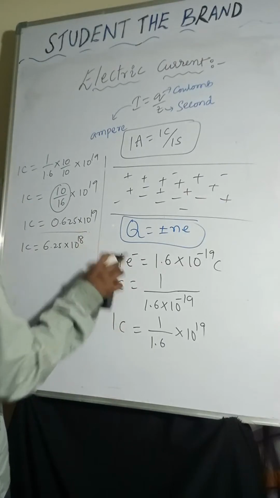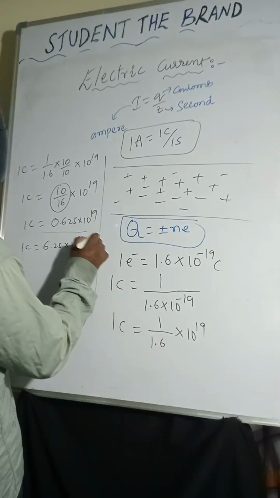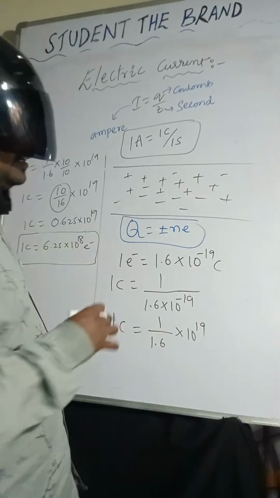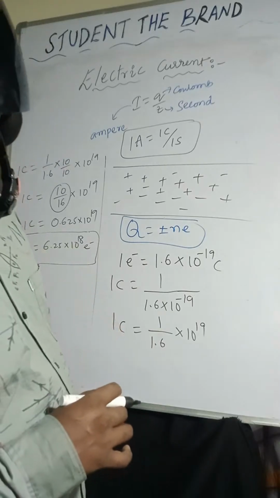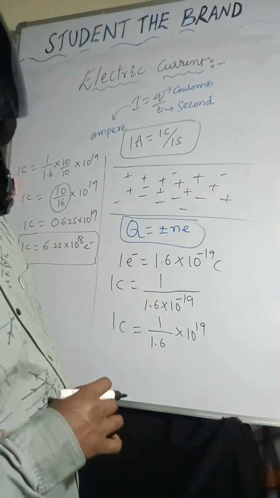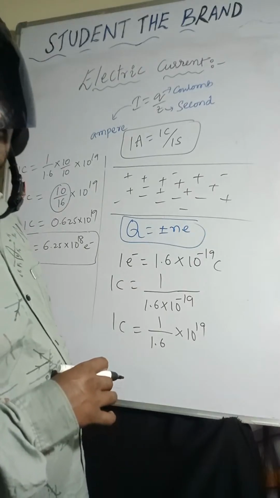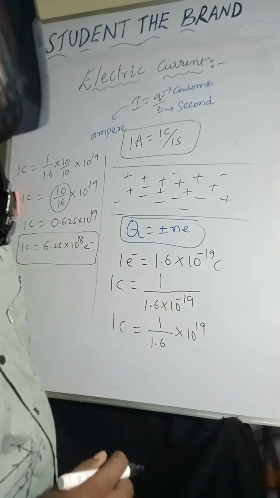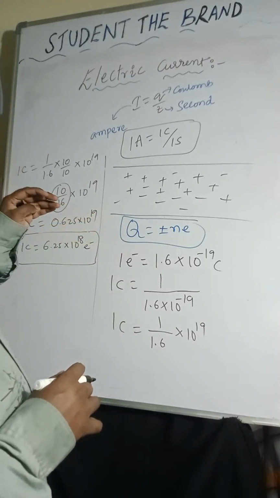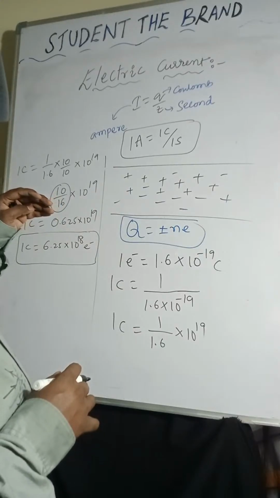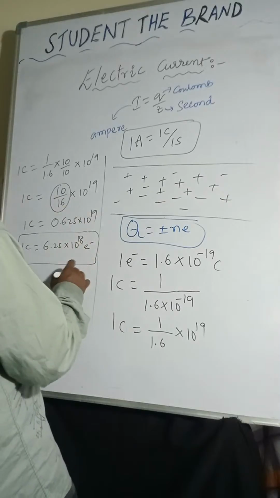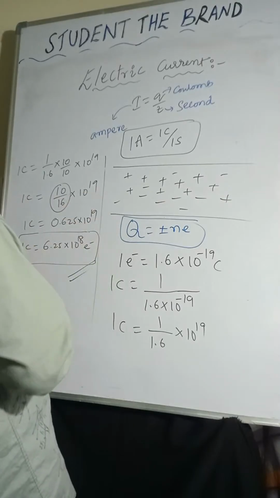So in 1 coulomb, 6.25 into 10 power 18 electrons are present, right? Yes, so this is about electric current.